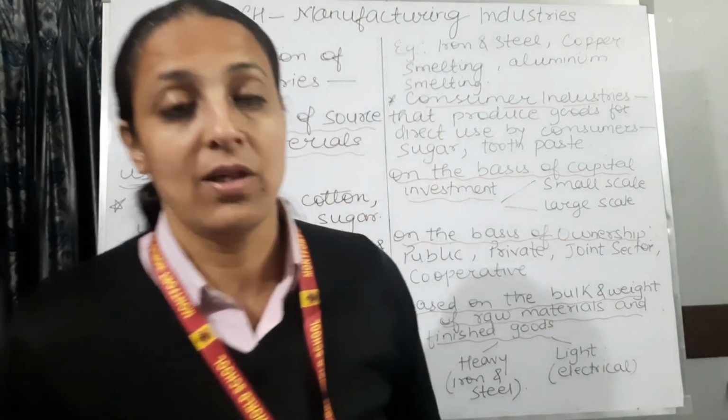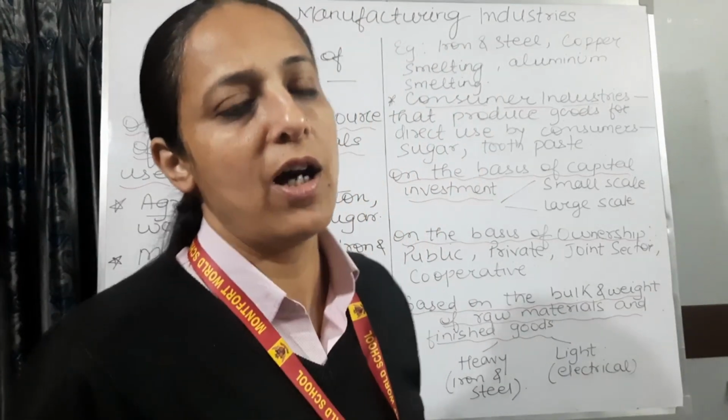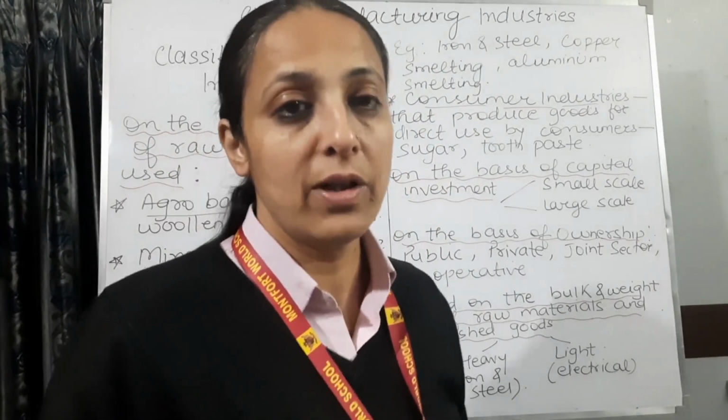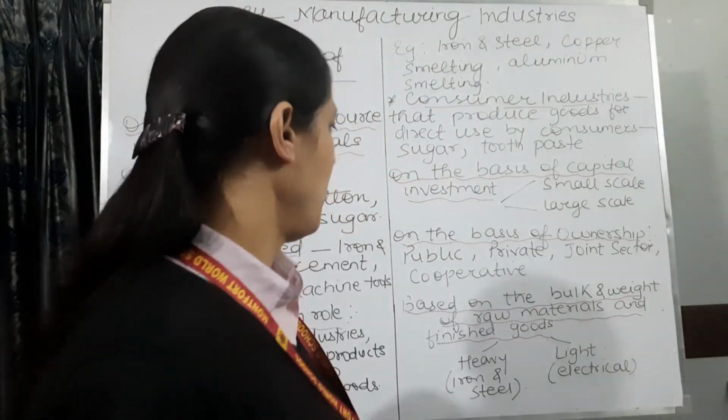Now cooperatives, which are owned by the producers of the raw material and the workers. They are the owners of cooperatives. For example, Amul, Verka in Punjab, and the sugar industry in Maharashtra. All these are examples of cooperatives.